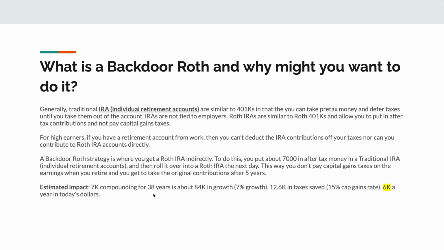So how much is that worth? Each year, since you're allowed to put $7,000 into an IRA, after 38 years, that's going to be worth about $6,000 a year.